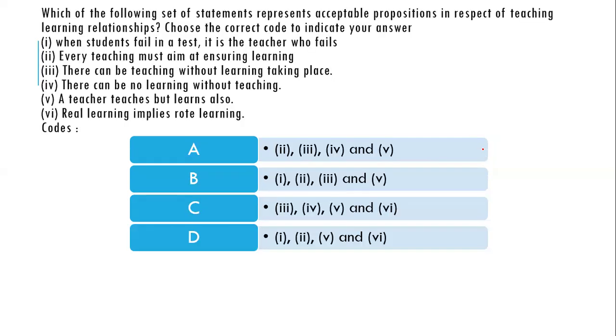Right. Which of the following sets of statements represents acceptable propositions in respect of the teaching-learning relationship? Okay. When students fail in a test, it is the teacher who fails. That's what most of my principals said. So it can be true. On every meeting, if the students fail, the students are not asked the question, the teacher is asked the question. So it can be true.